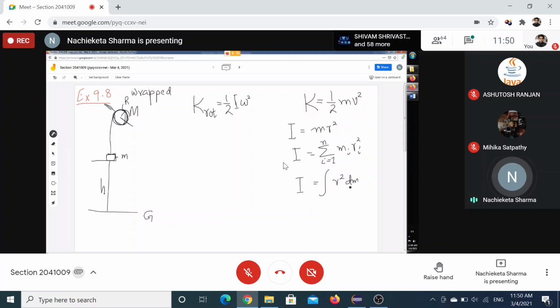One important difference between mass and moment of inertia is that mass is constant, but moment of inertia depends upon the axis of rotation. The distribution of mass is very important.